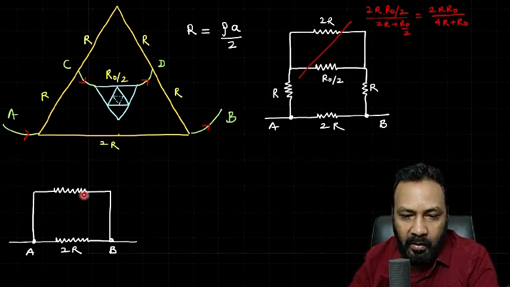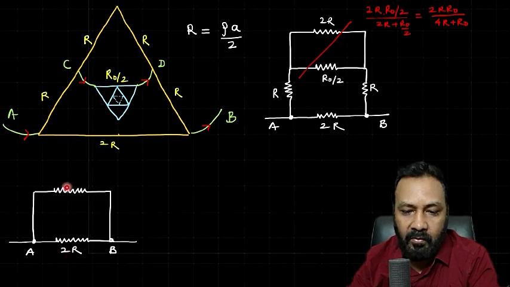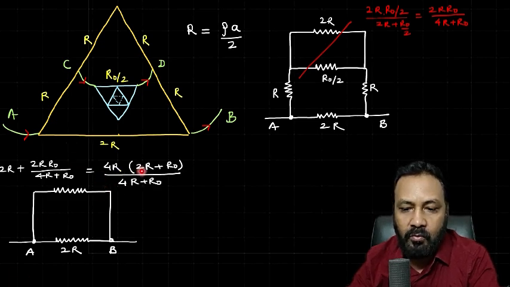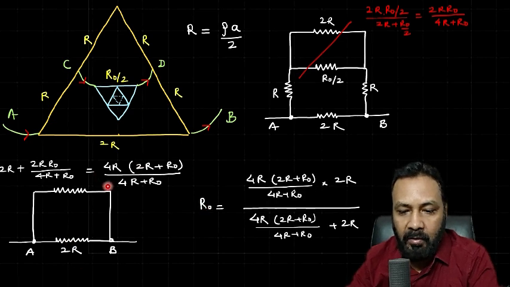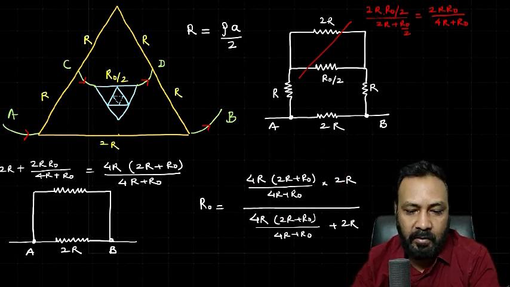So whatever is this resistance, that is R plus 2R R0 upon 4R plus R0, and that is 2R. So this equivalent would be 2R, this R plus R, and that thing, and simplify that. So that will be 4R upon 2R plus R0 upon 4R plus R0, and in parallel there is a 2R. The equivalent resistance between A and B is R0. So R0 is the parallel combination of this and this, that is R1 R2 upon R1 plus R2, and the remaining thing is the simplification.